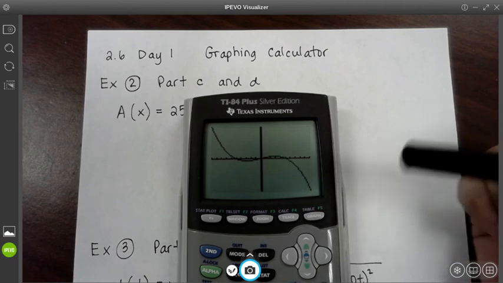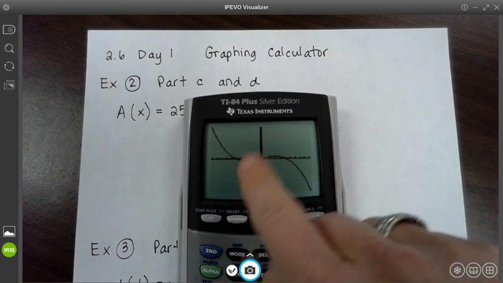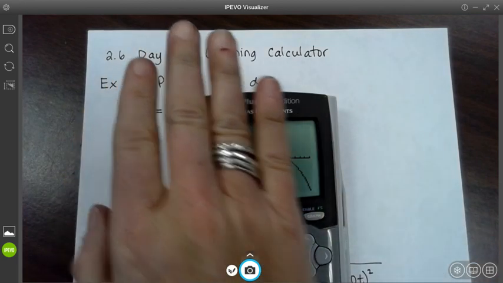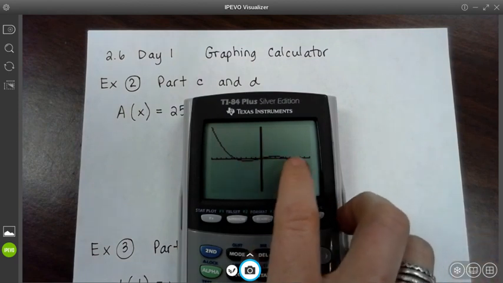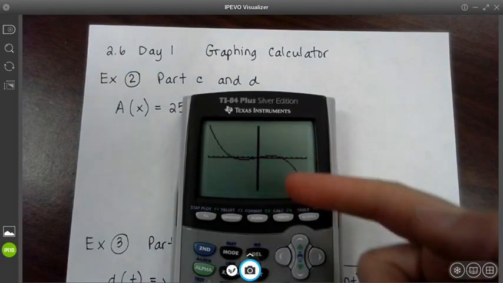Now, we're trying to find out what x value makes the area the largest. So we're looking for a local max, a peak. We also said the domain of this was only from 0 to 5, so you're really only looking at this part of the graph anyway. And I can definitely see there's a peak right here. I'm just not crazy about how it looks.